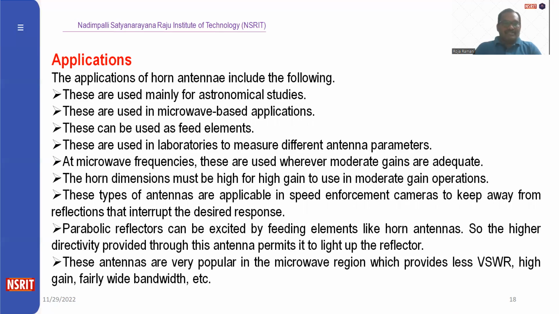Parabolic reflectors can be excited by feeding elements like horn antennas, so the higher directivity of this antenna permits it to light up the reflector. These antennas are very popular in the microwave region, which provides less VSWR, high gain, fairly wide bandwidth, etc.